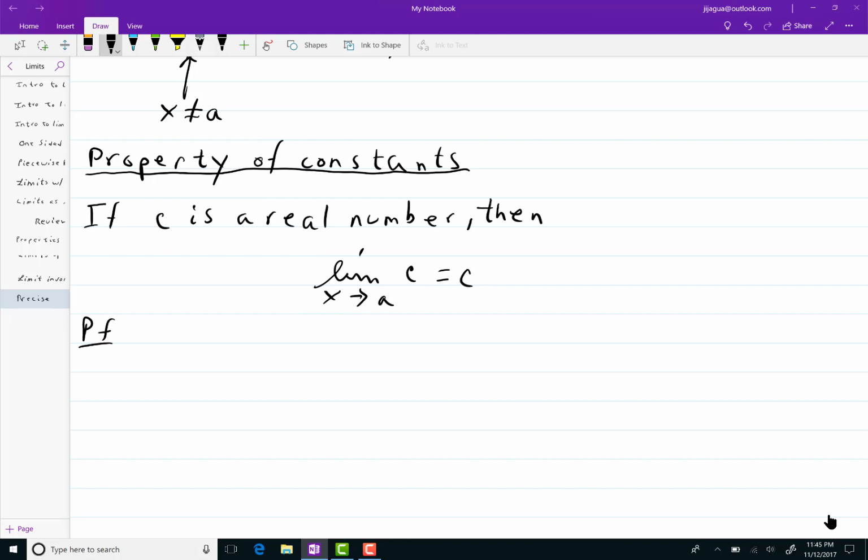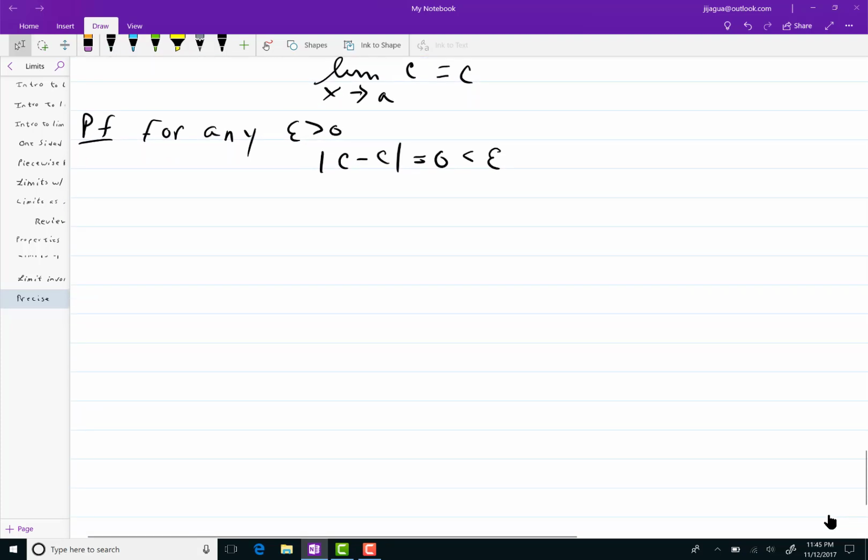And the proof of that is pretty simple. For any epsilon greater than 0, the absolute value of C minus C equals 0, which is less than epsilon. So that takes care of that one. It doesn't even matter which delta I choose. You could let delta be any real number.